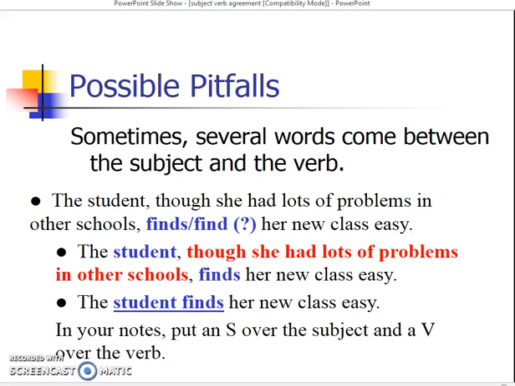All right, in your notes right now, please put an S over the subject and a V over the verb for each of these sentences.